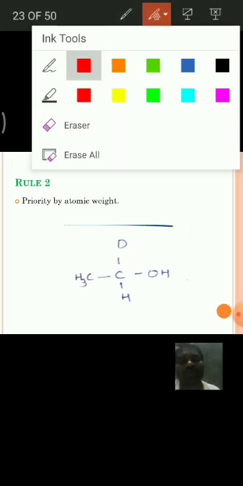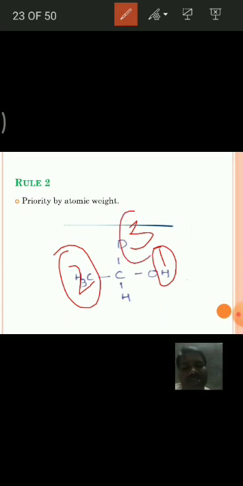see the rule 2. The rule 2 says priority by atomic weight. That means when 2 atoms are having the same atomic number, that means if isotopes are present, then the isotope which is having more atomic weight will be given more priority. Then it is very simple. Then first priority will be given to oxygen, we know that. Second priority will be given to CH3 methyl group. Third priority will be given to deuterium because deuterium is having atomic mass 2, while hydrogen will be given 4. Hydrogen will be given 4.